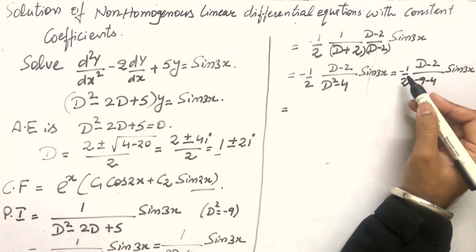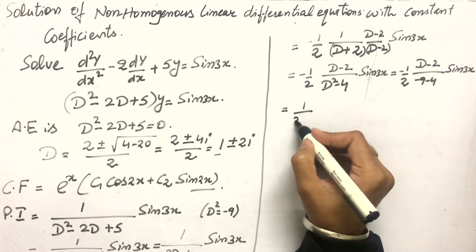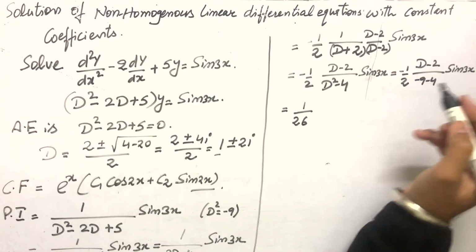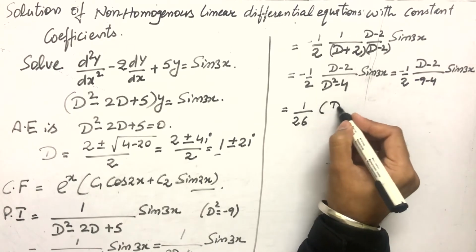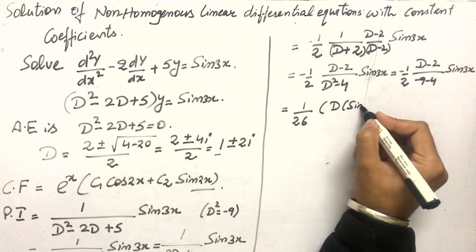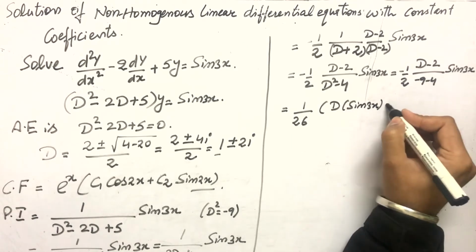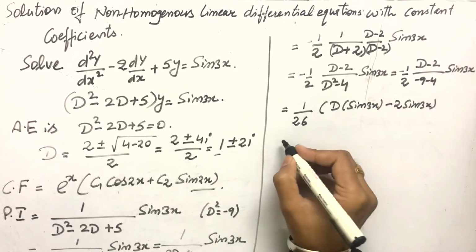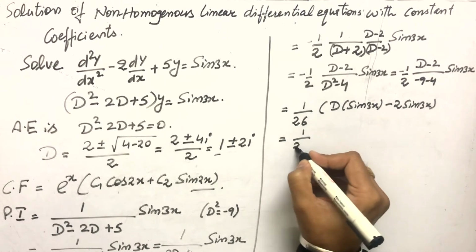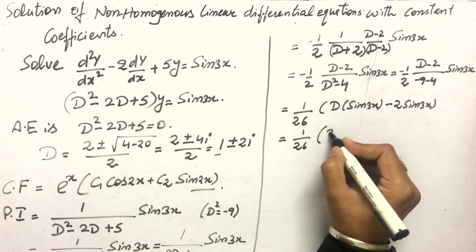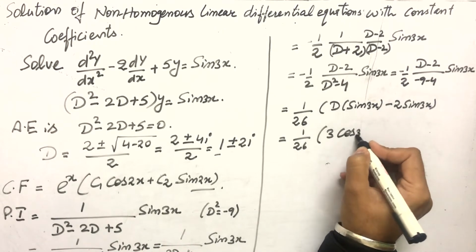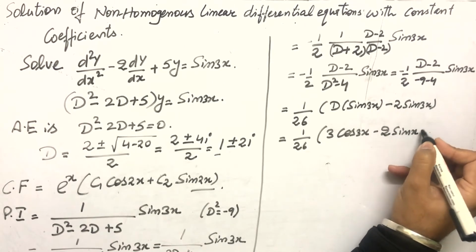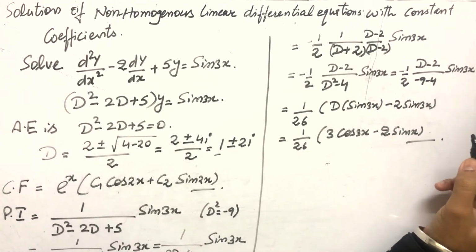And minus minus plus, this is 1 by 26, and we apply D minus 2 over here, so it is D of sine 3x minus 2 of sine 3x, and which further simplifies to 1 by 26 times 3 cos 3x minus 2 sine 3x. So this is the particular integral.